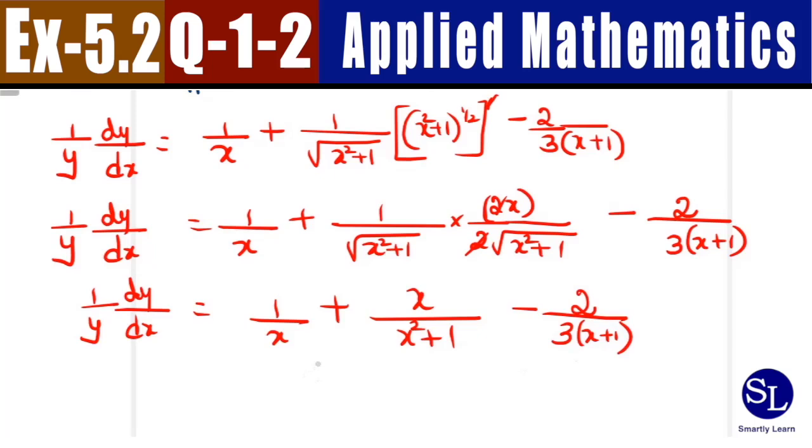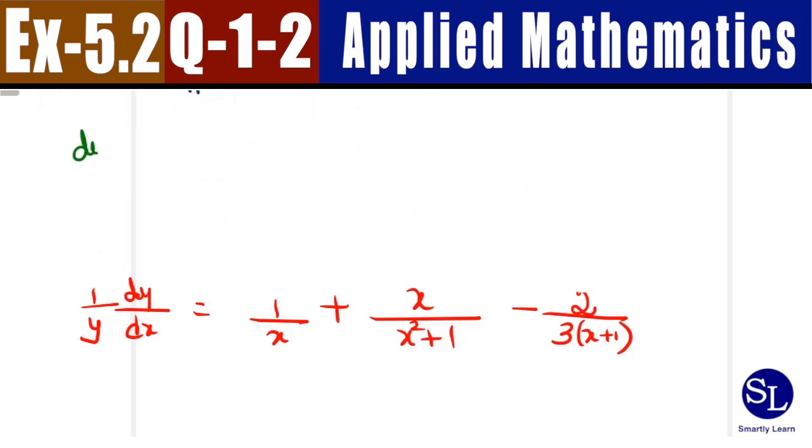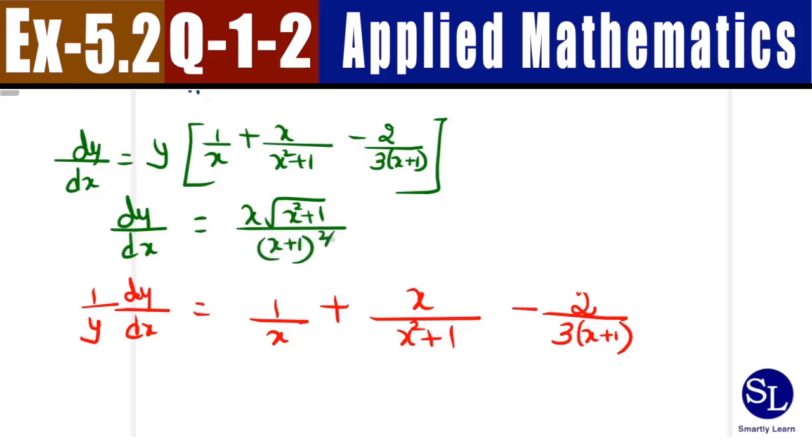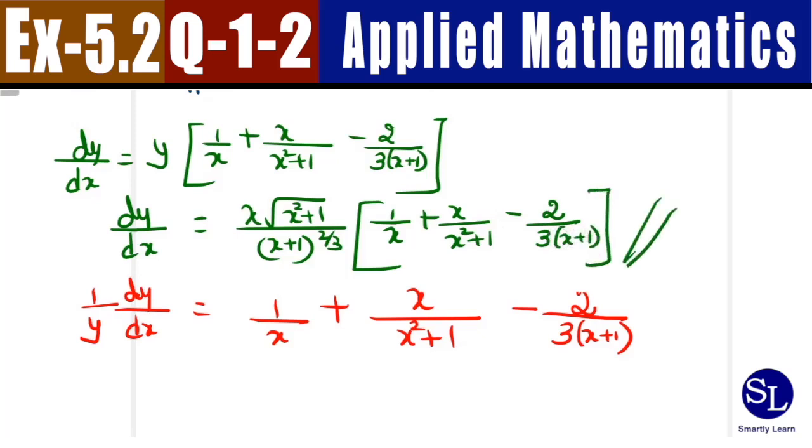Now we need to collect the value of dy by dx. So I'm going to bring the y to the right side. So this is dy by dx is equal to y into 1 by x plus x divided by x square plus 1 minus 2 by 3 into x plus 1. Now let's expand what is y, then the answer is done. So this is dy by dx. What was the given expression? X into root of x square plus 1, the whole thing divided by x plus 1, the whole power 2 by 3. Open bracket, simply write what we differentiated. So this is 1 by x plus x divided by x square plus 1 minus 2 by 3 into x plus 1. So this is the final answer.